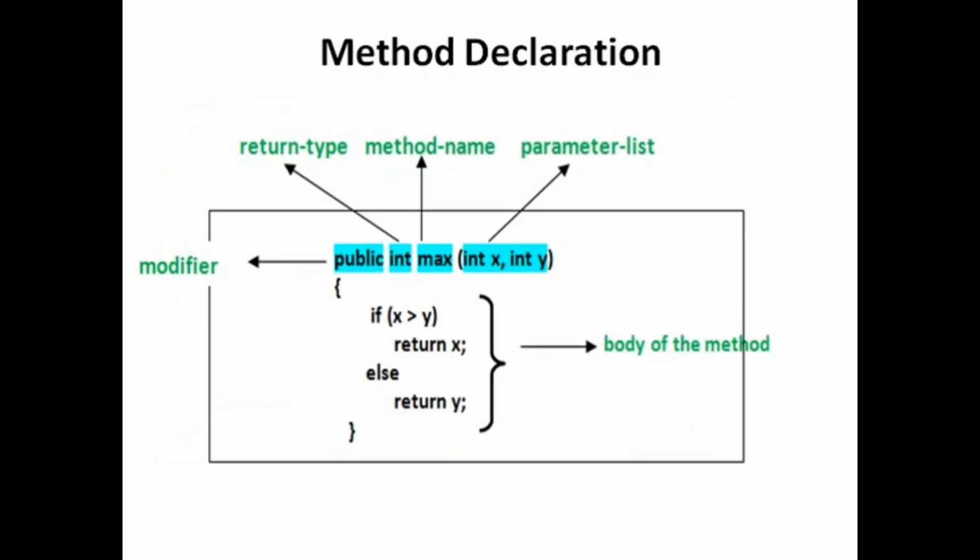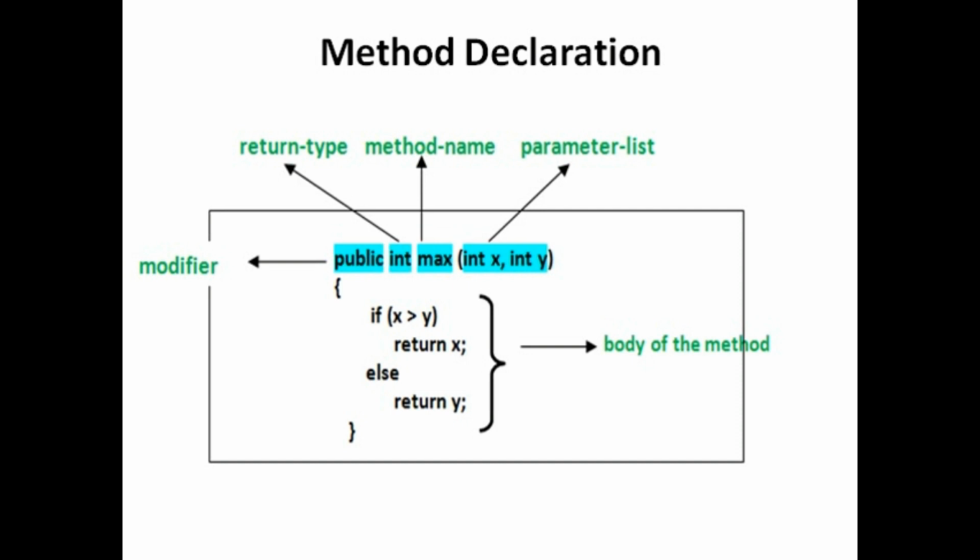Now let us learn how to declare a method. Here in this example, we have defined a method named max with the parameters int x and int y. You see the first line of the code is public int max(int x, int y). Public is a modifier or the access specifier, int is a return type, max is the method name, and int x and int y are the parameter list or the arguments.